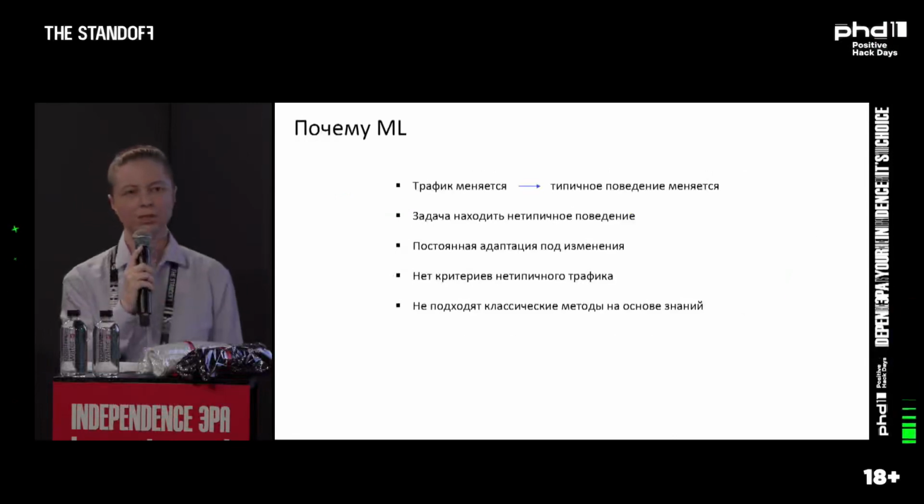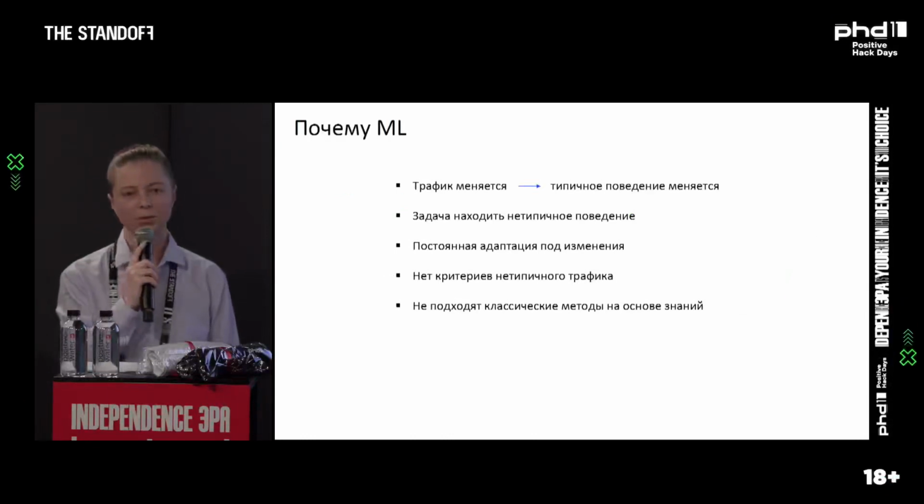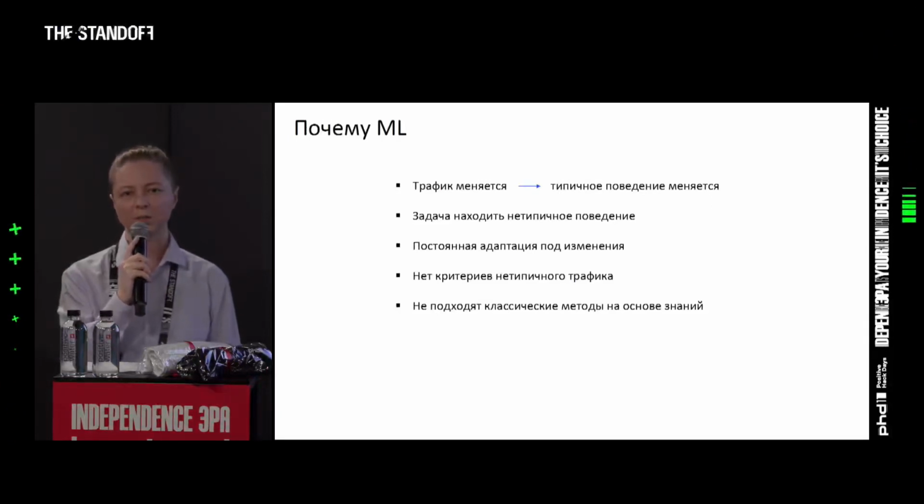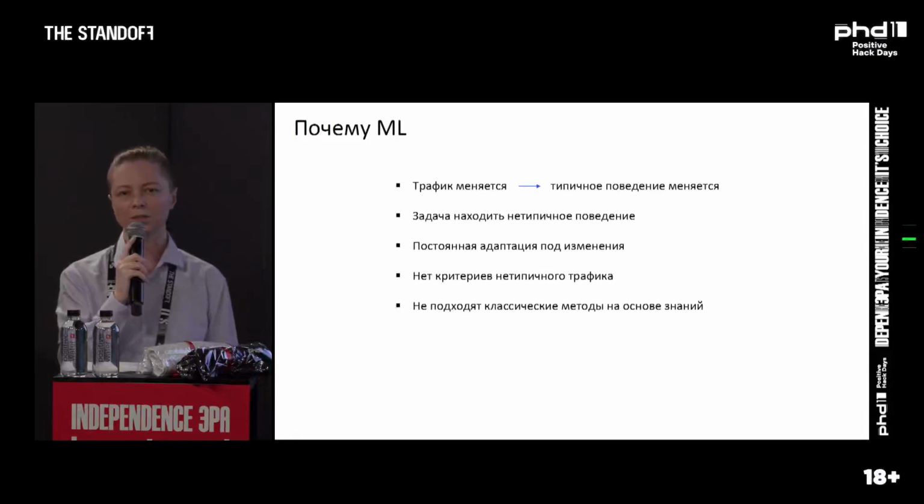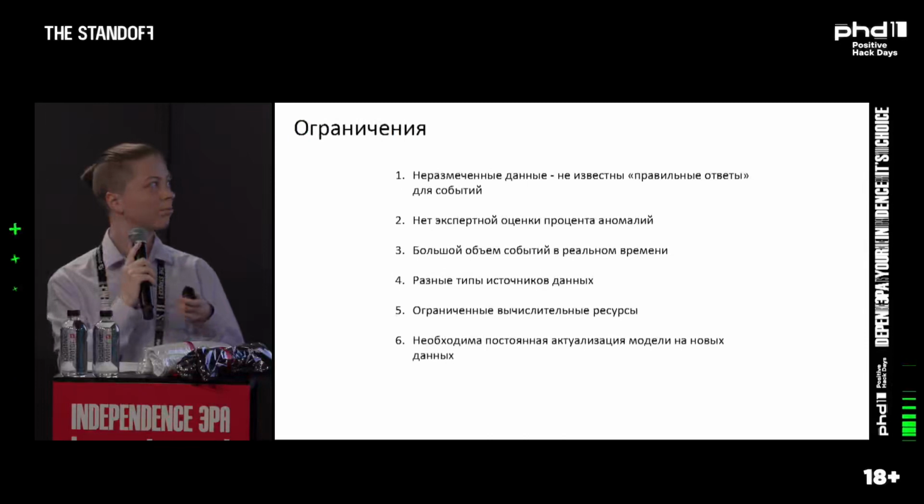And we chose machine learning methods because our purpose was to detect non-typical behavior, which would be described as abnormal behavior. Traffic would change with time, so we needed a system which would automatically adapt to such changes. Machine learning suited us as well, thanks to its learning capabilities.